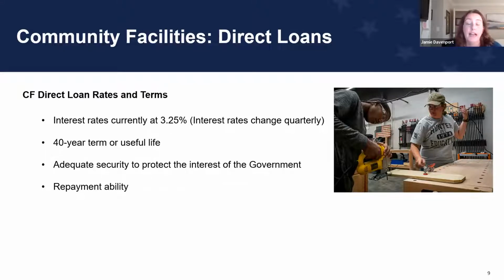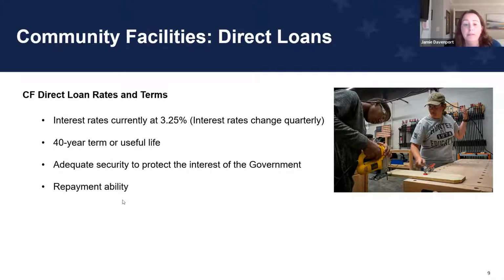We do require adequate security for the loan. So for public bodies, typically we're looking for some type of general obligation or revenue bond or a lien on the facility that's constructed or renovated. We really work with the applicant to determine the best collateral that's available. And of course, that differs by jurisdiction depending on the laws or your own incorporating documents. So we work with you to see what is the best available collateral.